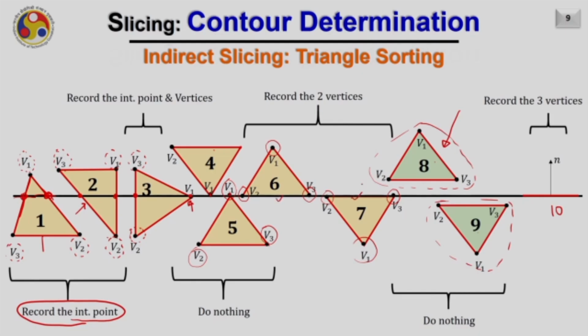For the 6th and 7th cases, we need to store just the two vertices that are exactly lying on the slicing plane. And as I said, for cases 8 and 9 we need not do anything, because these triangles are either above the slicing plane or below the slicing plane and hence not participating in the slicing operation. In case 10, when all three points are on the slicing plane, we need to record all three vertices.